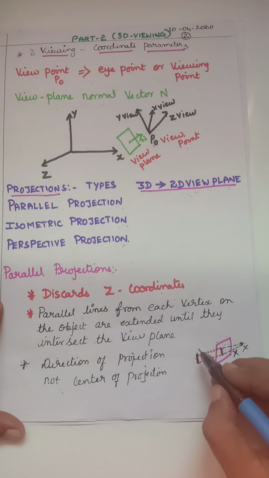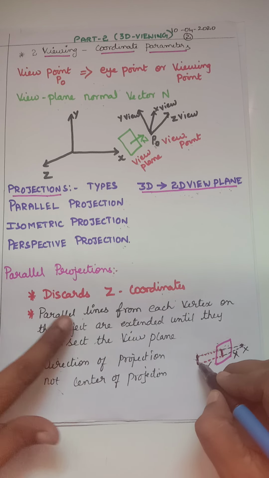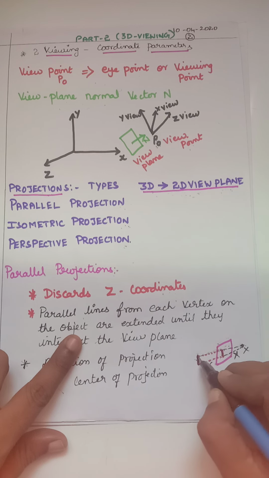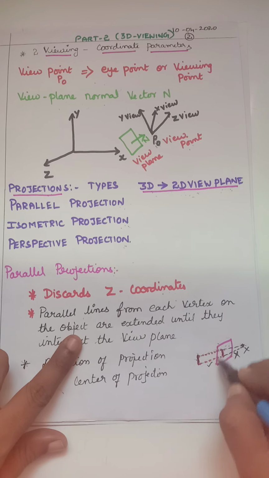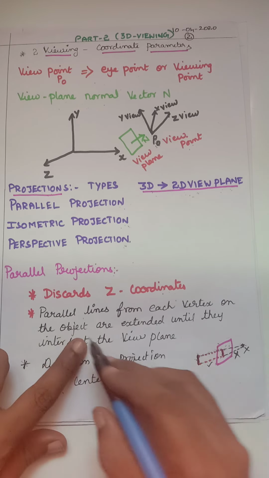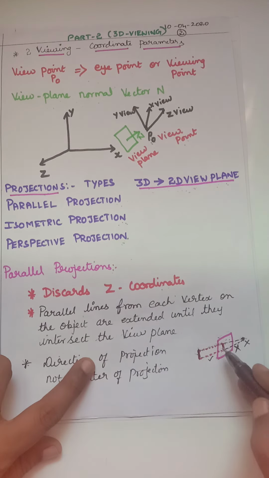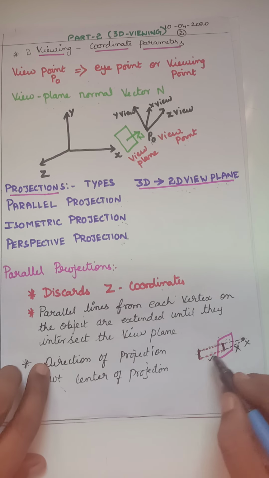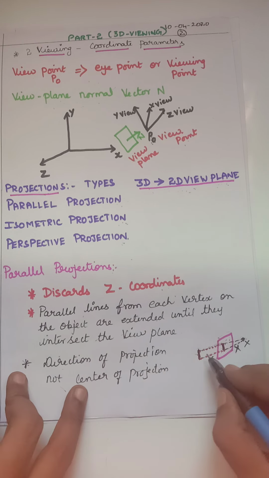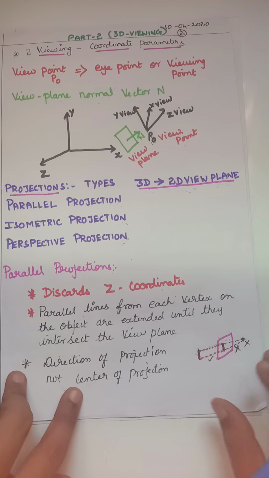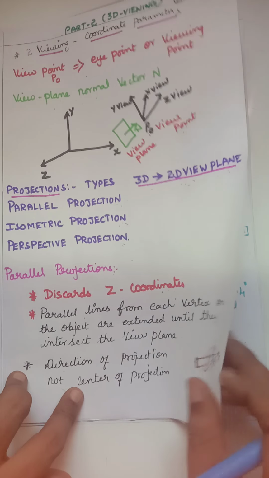Let me consider this example. This is the object, this is the vertex. From here the parallel lines fall over the view plane as such, but they will not converge at the end. Parallel lines from each vertex on the object are extended until they intersect the view plane. They will not converge at the view plane. So the direction of projection is parallel over here, and it is not a center of projection, which would converge at the end. So this is what is called parallel projection.